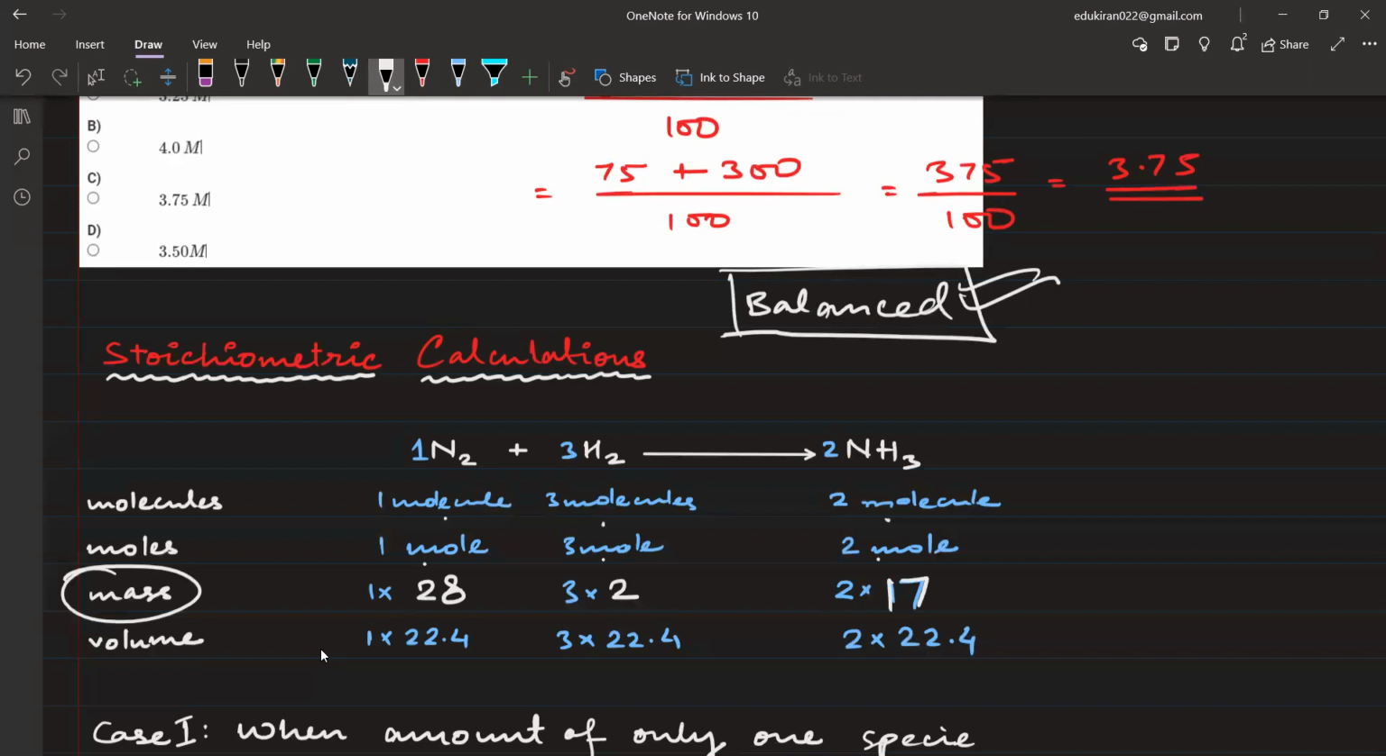So as you can see, these ratios are not matching. That is why we never do stoichiometric calculation using mass. ये कभी नहीं करते हैं हम लोग. Okay, we always use moles. So हमेशा क्या use करना है? We are going to use moles.